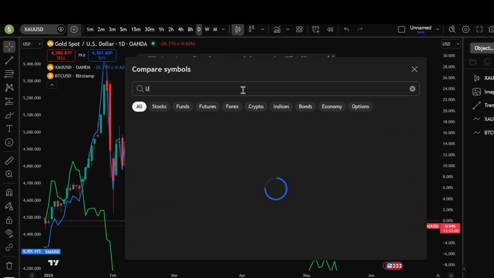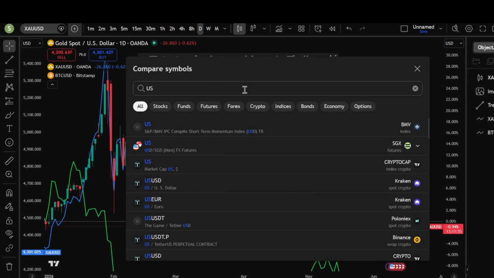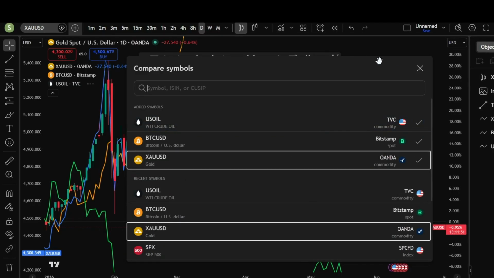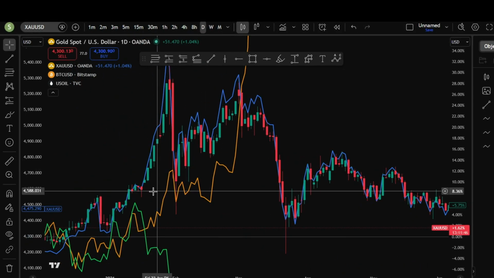You can even add EUR USD to compare three markets at the same time. This feature is extremely useful for observing correlations and price movements between different assets.